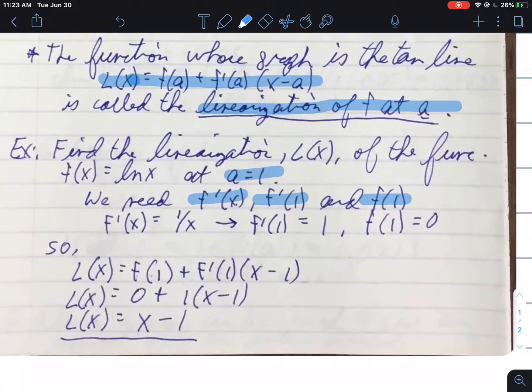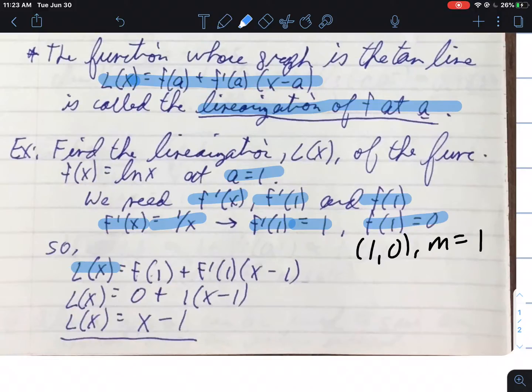So we find our derivative, f prime of x. The derivative of ln of x is 1 over x. So f prime of 1 would be 1 over 1, or 1, and then f of 1, if we plug 1 into our function, the natural log of 1 is 0. So if we were writing the equation of a tan line, I would be looking at the point (1, 0) with the slope of 1. That's the value of the derivative at that point. But here we're just going to plug it into the context of our linearization.